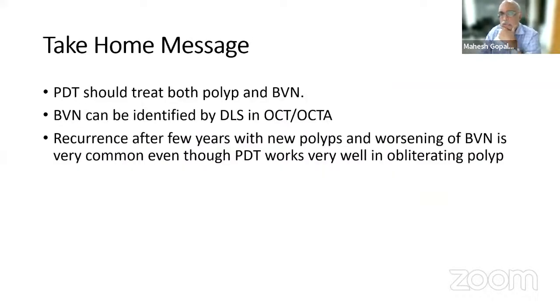So when you do PDT, even though it is not available now, it should treat both polyp and branching vascular network. And BVN can be identified by the double layer sign in OCT and OCTA. I am not discussing that area. And recurrence is very common in PCV after many years, with new polyps and worsening of the branching vascular network.